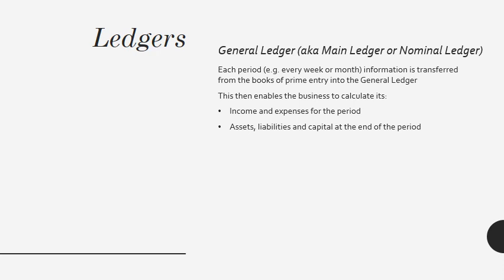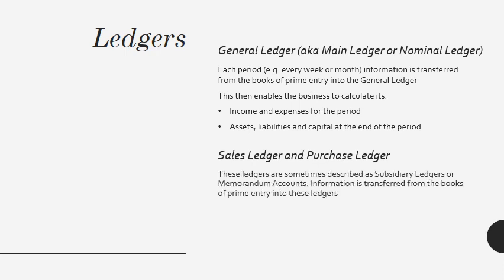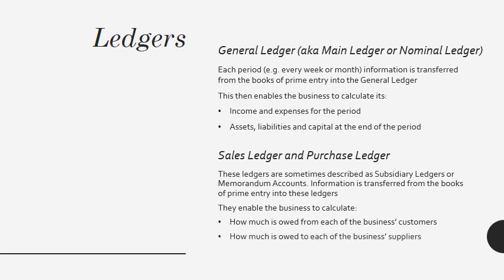In addition to the general ledger, we also have what are called the sales ledger and the purchase ledger. And these are sometimes referred to as subsidiary ledgers or memorandum accounts. Again, information relating to credit sales and credit purchases are transferred from the books of prime entry into these ledgers. And these ledgers enable us to calculate how much is owed from each of the business customers. We can then chase and collect that money, and how much is owed to each of the business's suppliers, so that we can then make sure that we pay the right amounts to those suppliers.